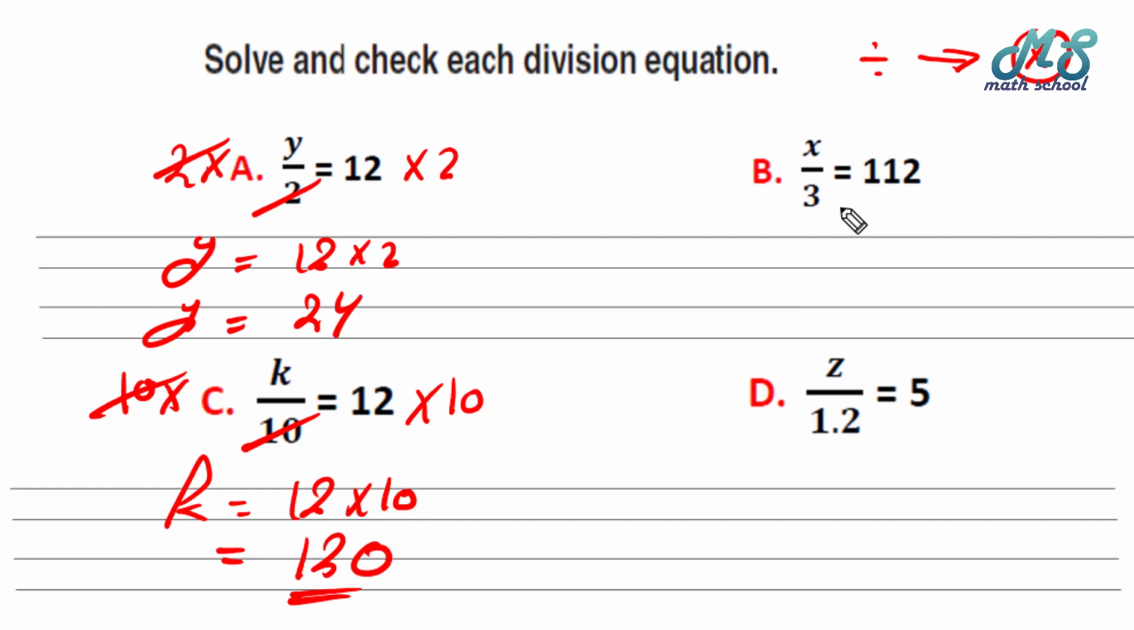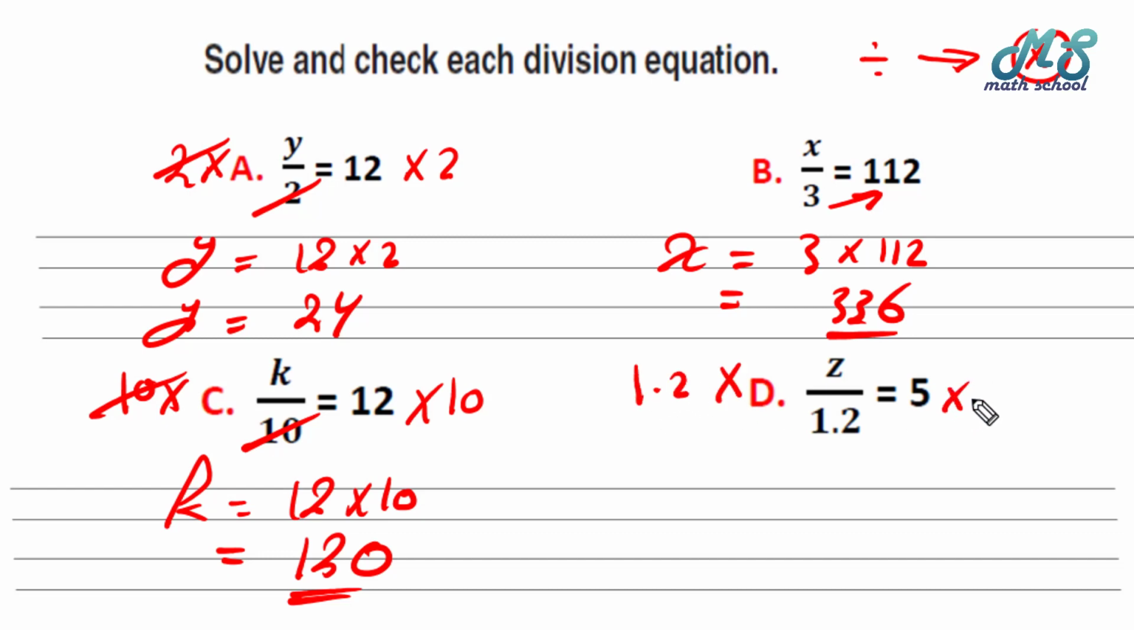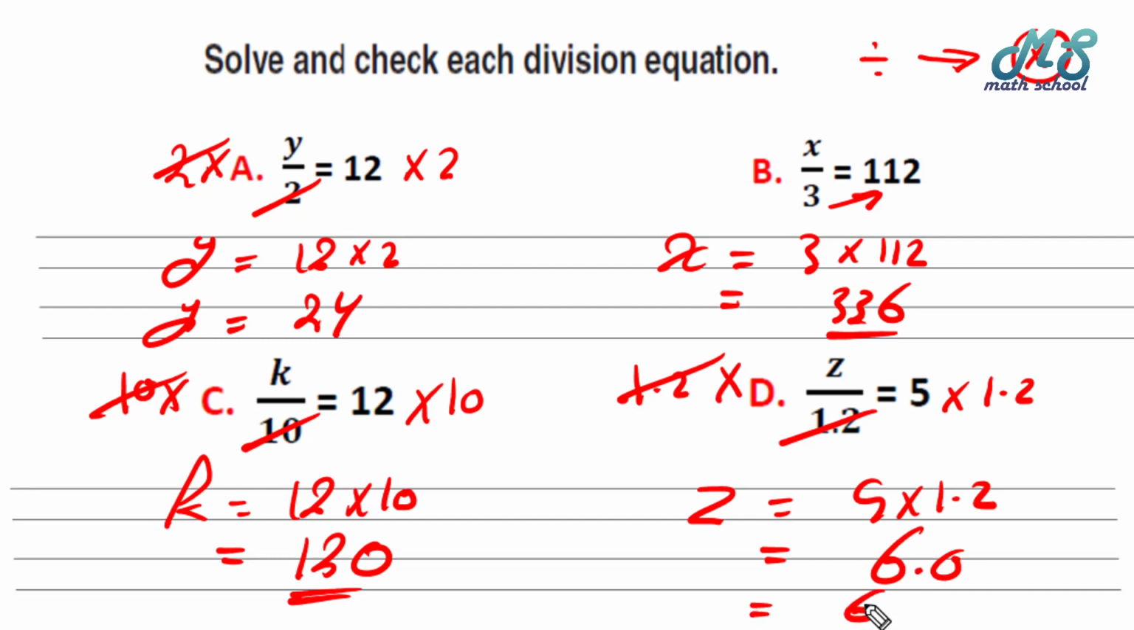To find the value of x, just multiply 3 by 112 directly. We get x is equal to 3 times 112. 3 times 2 equals 6, 3 times 11 equals 33. So we get 336. To find the value of z, we will multiply both sides by 1.2. Now we get, z is equal to what? Yes, z is equal to 5 times 1.2. Directly 5 times 12 equals 60. And don't forget to insert the decimal point after one digit from the right, so we get z equals 6 in the simplest form.